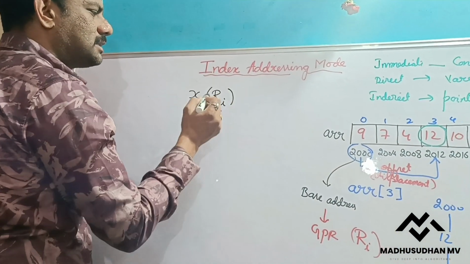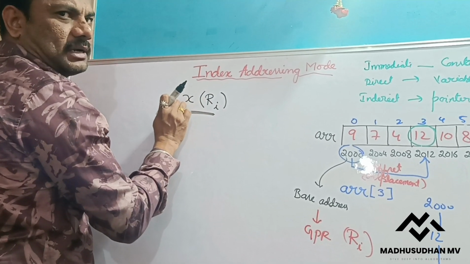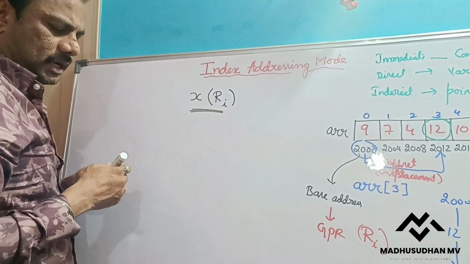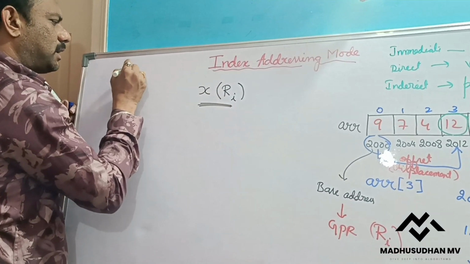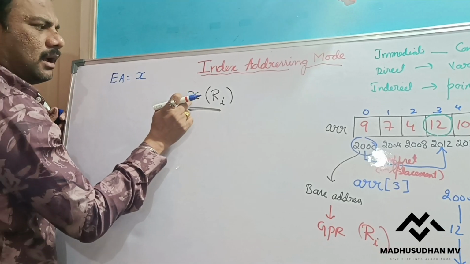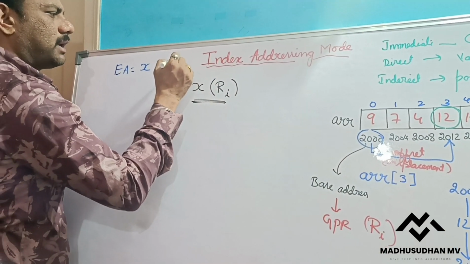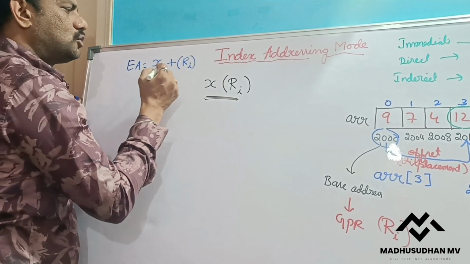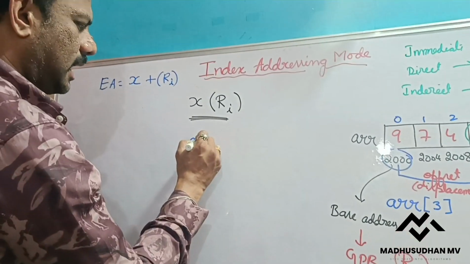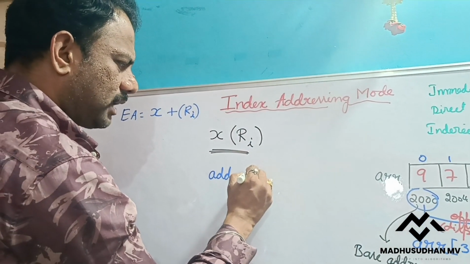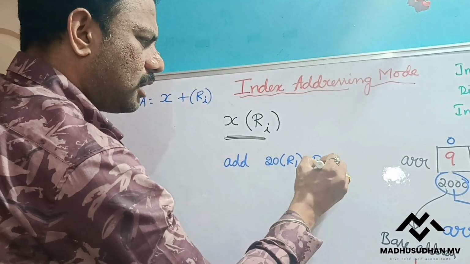Why is it called index addressing mode? We are writing this index in the form of an offset address as a constant. The effective address is equal to the offset address X plus whatever Ri is holding. If I add these two, whatever I get is the effective address. Suppose my instruction is, for example, add 20(R1), R2.